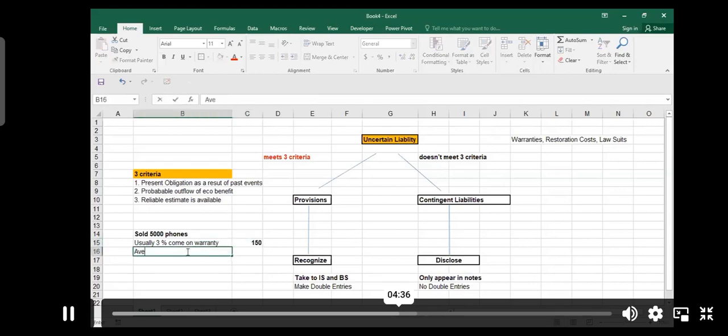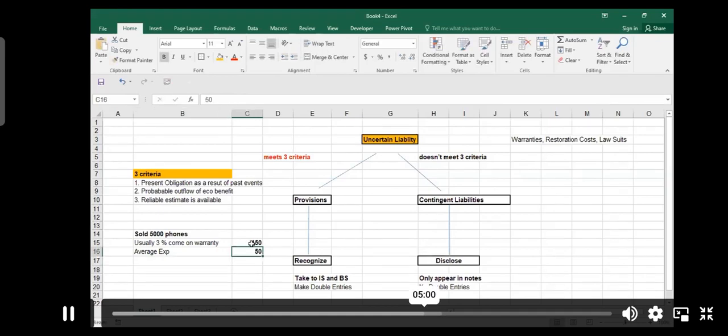And then I ask him, how much is our average expense on each telephone? And he says, sir, sometimes we spend $40, sometimes we spend $50, sometimes we spend $60. It depends. I say, Mehran, on average, how much is expense? And he says on average, it is approximately $50. So $50 is our average expense on repairing a telephone. So I say, okay, now let's create a provision. We expect that 150 telephones will come in warranty. Each telephone will have a $50 expense. So our provision should be 7,500.